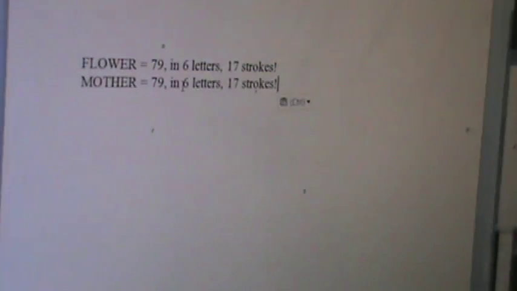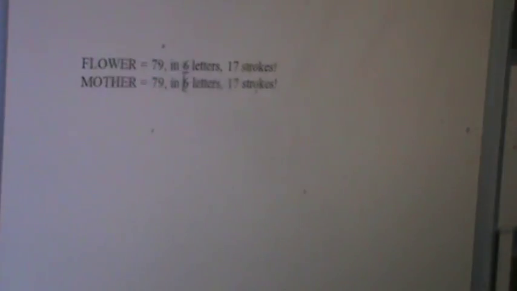Allow me to say something obvious here. That's actually really disturbing. This will blow your mind. Okay, now you know I get flowers for Mother's Day. Well, flower equals, this is where the strokes get amazing. Flower equals 79 in 6 letters, 17 strokes, and that's the exact same thing for mother. That is very instructive, and it's very good theology, and it's very good preaching on the sovereignty of God.